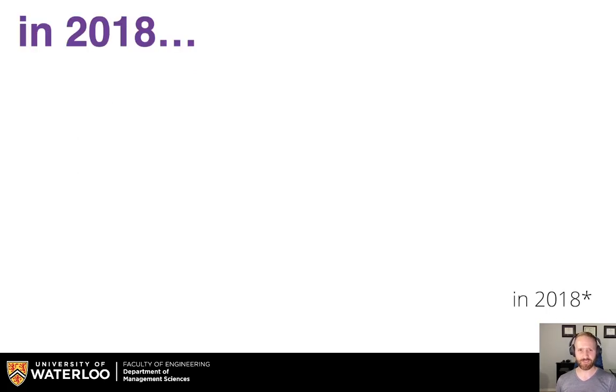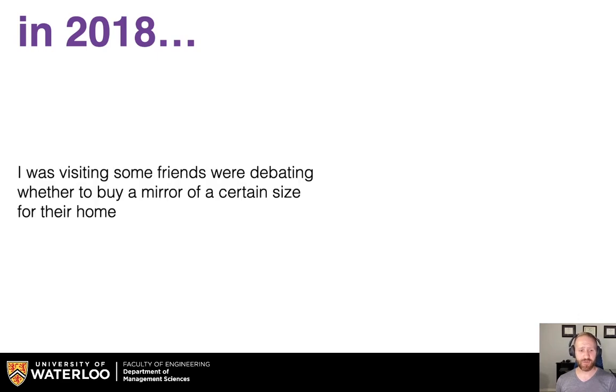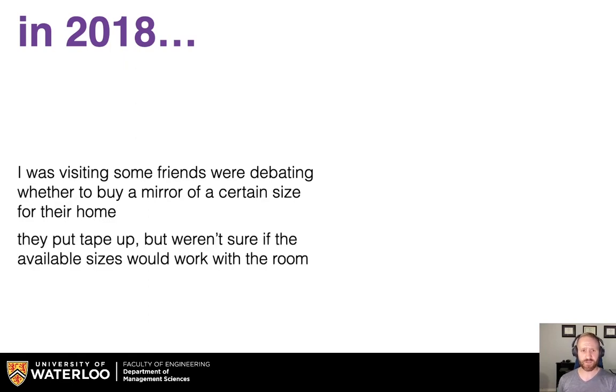In 2008, when I was first teaching this class, I was visiting some friends who were debating whether to buy a mirror of a certain size for their home or not. They had put some painter's tape up on the wall, but they weren't sure if the available sizes would work well with the room. And the problem with the tape is you couldn't really move it around.